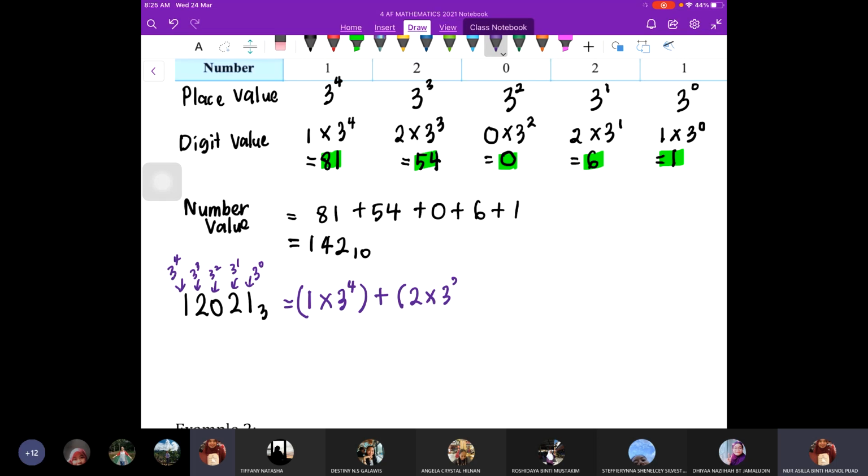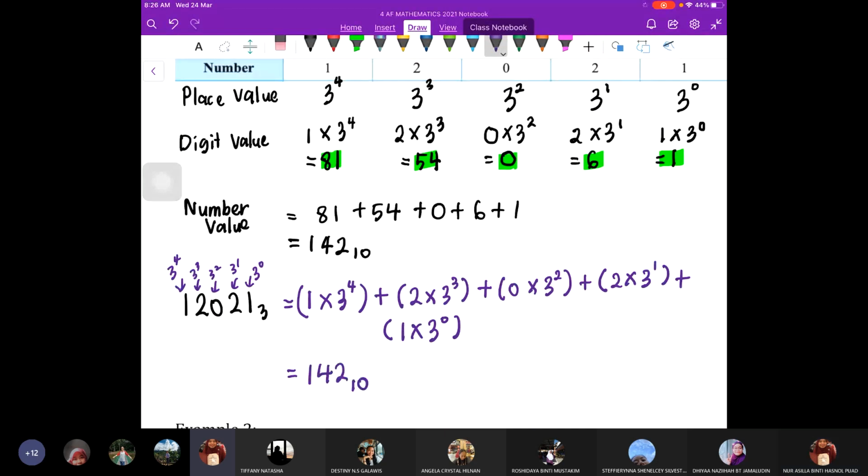2 times 3 to the power of 3. Plus. And then 0 times 3 to the power of 2. Plus. 2 times 3 to the power of 1. Plus. 1 times 3 to the power of 0. So this is your working. So finally you get 142 base 10. So this is the correct working. Alright. So tak perlulah buat this table. This is just for your understanding.